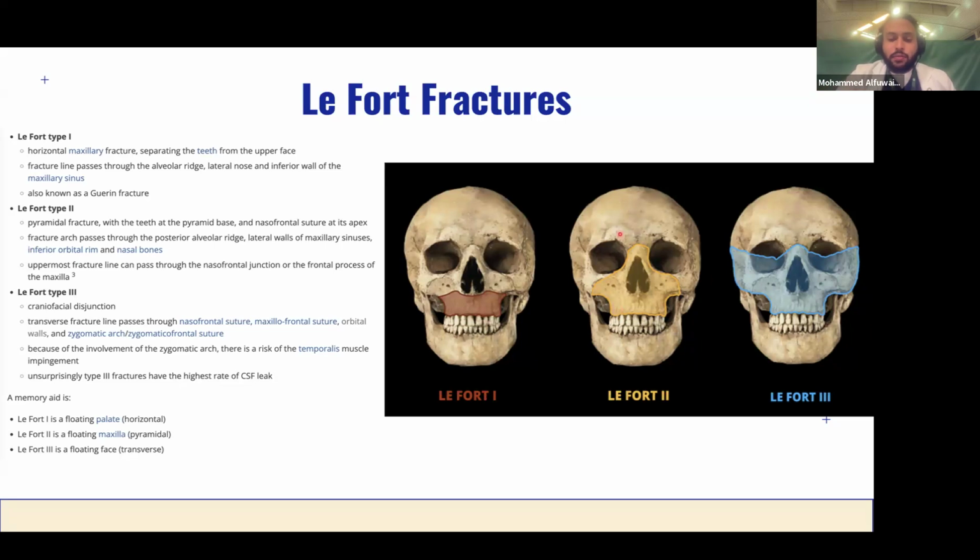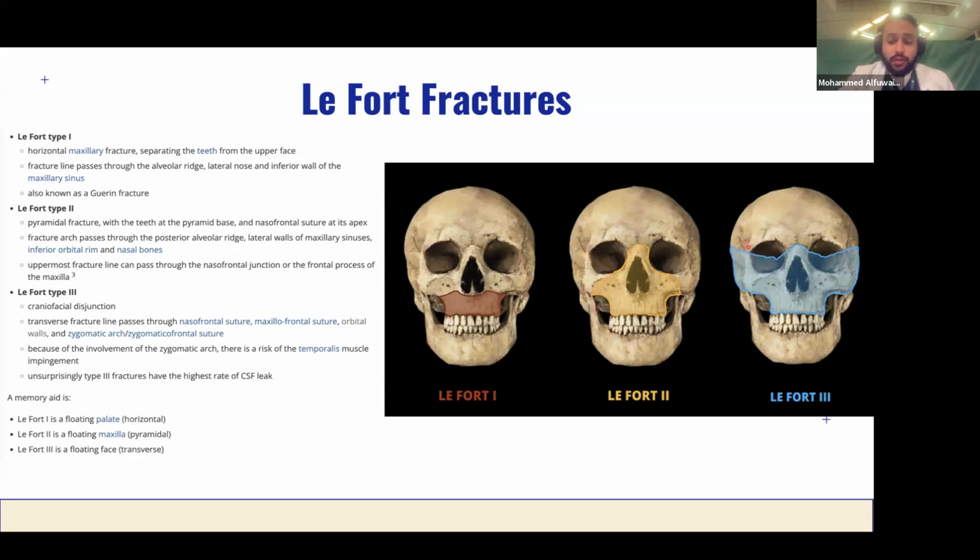This one extends much more, so it goes to the nasofrontal suture, which is this one over here, and then goes part of the maxillary sinuses, and the lateral part of the maxillary sinus, and same thing over here. This is what we call a pyramidal fracture, okay?